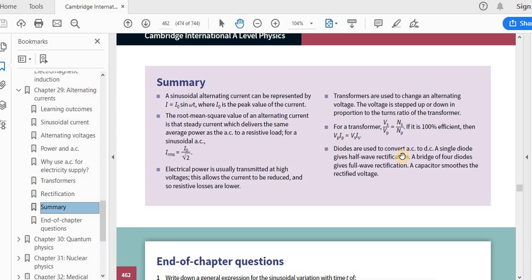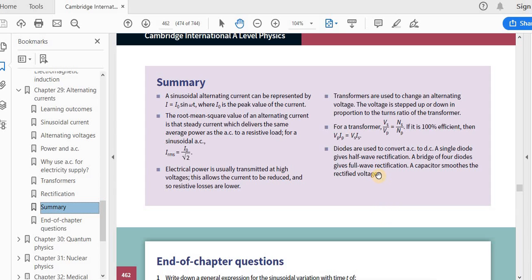So for half the time the current is flowing in one direction, for the other half the time it's flowing in the reverse direction. But in direct current it only flows in one direction. Diodes are used to convert AC to DC. A single diode gives half-wave rectification. You had already seen this word rectification, and I told you what a rectifier is in the O-level class. It converts alternating current to direct current.